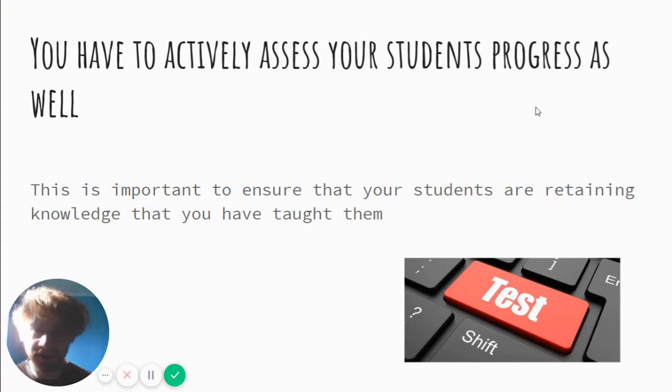In order to combat this, we have to test regularly. We have to ensure that our students are remembering and retaining the knowledge that we are teaching them. If we are not testing correctly, we may not be teaching correctly, especially for graduate students like me.